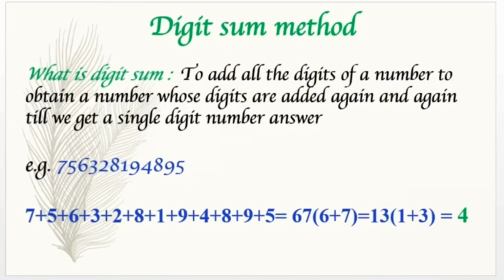To obtain digit sum, we add all the digits of a number, and the resulting number's digits are added again and again till we get a single digit number in the answer. For example, we take this big number. So we add 7 plus 5 is 12, 12 plus 6 is 18, 18 plus 3 is 21, 21 plus 2 is 23, plus 8 is 31, plus 1 is 32, plus 9 is 41, plus 4 is 45, plus 8 is 53, plus 9 is 62, and plus 5 is 67. 6 plus 7 gives you 13, and 1 plus 3 gives you 4. So 4 is the digit sum.